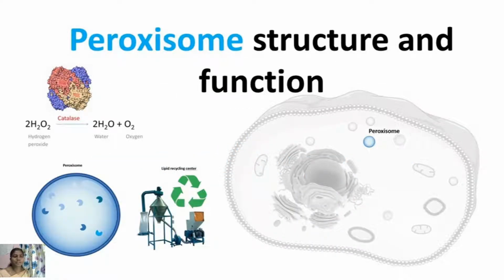So this is an enlarged view of peroxisomes, which are present inside the cell. They have a role in detoxification, where, because of metabolic reactions, H2O2 is synthesized, which is very toxic to the cell. It is degraded into less toxic compounds, water and oxygen. It is also called a lipid recycling center. This is the structure of a peroxisome, and inside the cell it is highlighted.